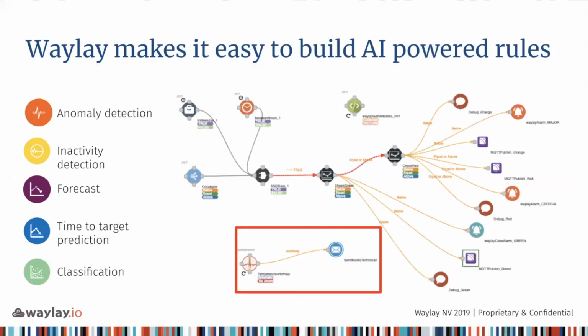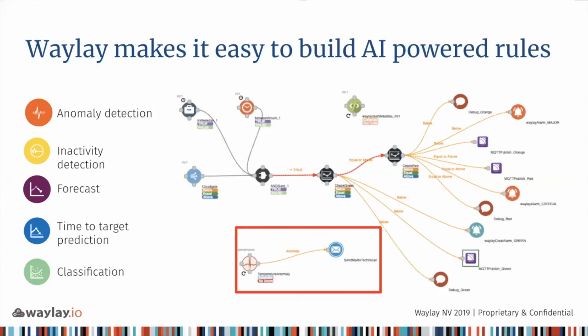So we want to make it easy to build AI-powered rules, right? So what does that mean? Well, it means that we want to give the business analyst a very easy way of using concepts like anomaly detection, inactivity detection, forecasting, time to target prediction, and classification in his rule, right? The business analyst doesn't really need to know what is the algorithm behind it, but he does need to understand how, in this case, our anomaly detection sensor is going to behave, such that he understands which business logic to couple to it.